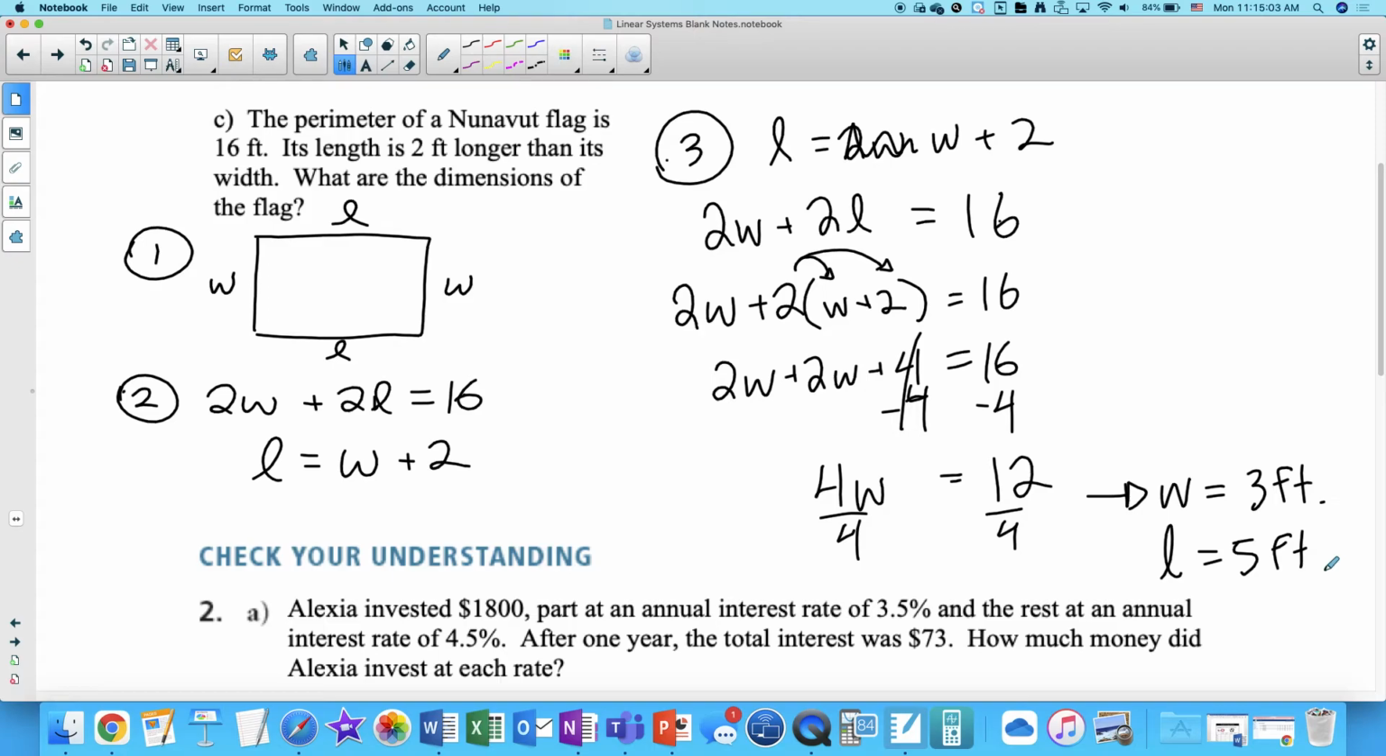Okay, now one thing that I do want to mention is I would bet money that a lot of you guys could just figure this out in your head, this particular question, because the numbers are fairly small. You could do some trial and error and work with the constraints in the question to figure out, yeah, the width has to be 3 and the length has to be 5.